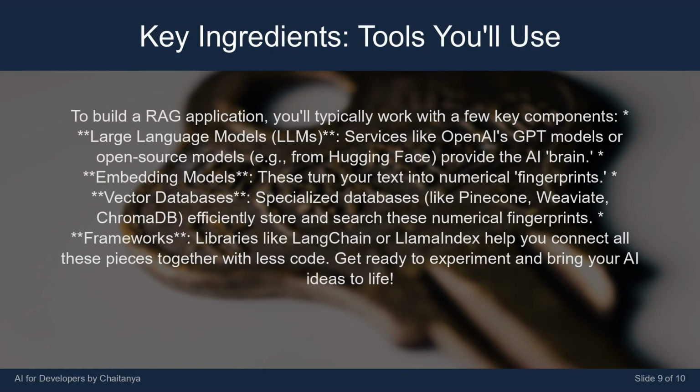To build a RAG application, you'll typically work with a few key components. Large language models, LLMs: services like OpenAI's GPT models or open source models, e.g., from Hugging Face, provide the AI brain. Embedding models: these turn your text into numerical fingerprints. Vector databases: specialized databases, like Pinecone, Weaviate, ChromaDB, efficiently store and search these numerical fingerprints. Frameworks: libraries like LangChain or LlamaIndex help you connect all these pieces together with less code.